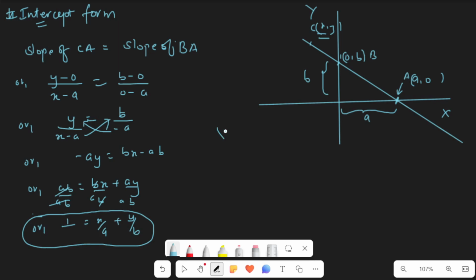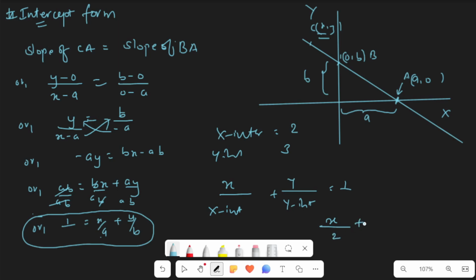Let's say the question says your x-intercept is 2, y-intercept is 3. What would be the equation? The equation would be x by x-intercept plus y divided by y-intercept equals 1. That is x divided by 2 plus y divided by 3 equals 1. Now we can cross multiply. It will be 3x plus 2y equals 6. Right. In this way, you can find the equation of a straight line when intercepts are given.